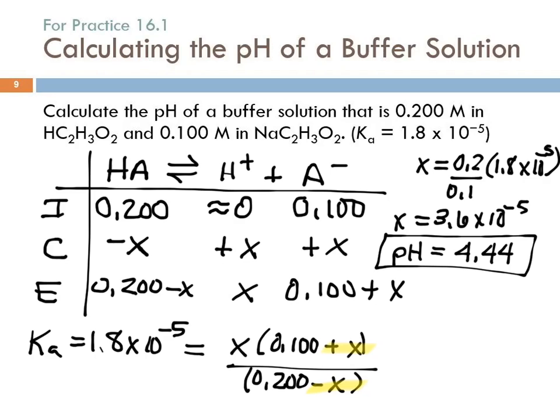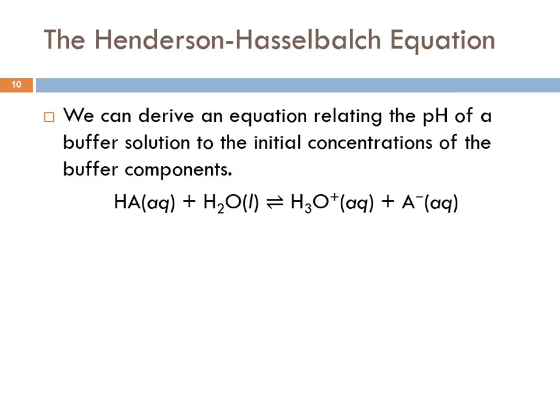This is really just an equilibrium problem. So, Henderson-Hasselbalch equation always reminds me of David Hasselbalch, but it has nothing to do with him. We can derive an equation that relates the pH of a buffer solution to the initial concentrations of the buffer components so that we don't always have to do that whole equilibrium calculation to predict what the buffer pH is. So let's see if I can remember the steps involved in doing this.